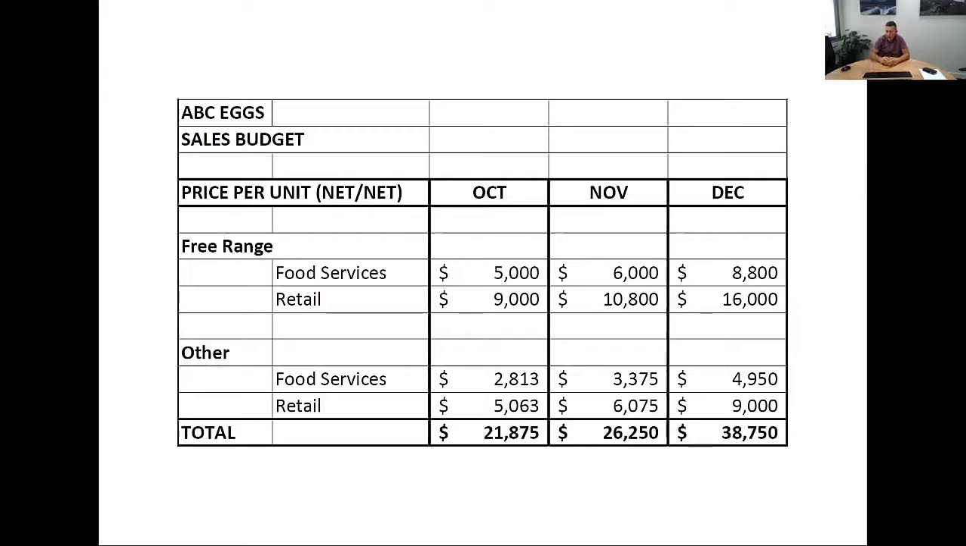So this one then, my heading's not right. It's not price per unit. This is actually the sales budget in dollars. So this is basically taking the volume of units by your unit price and coming up with a sales budget. So those variables mean that 21,875 is our sales forecast for the month of October in total.